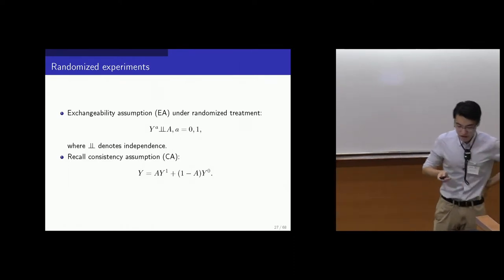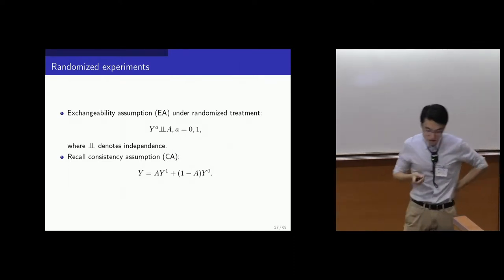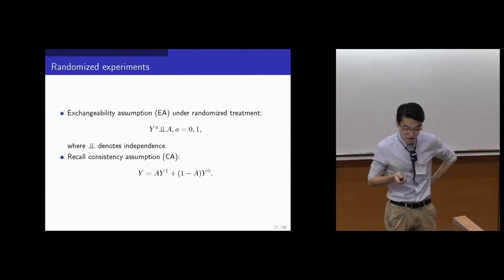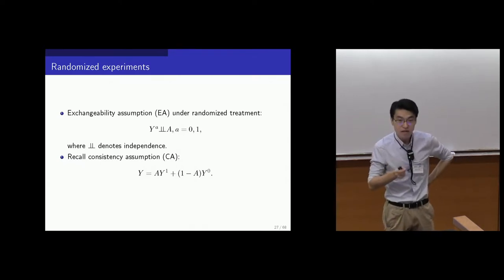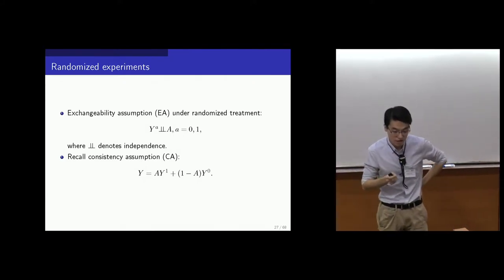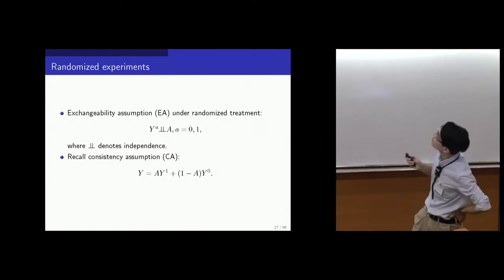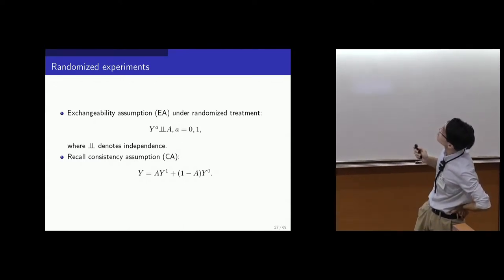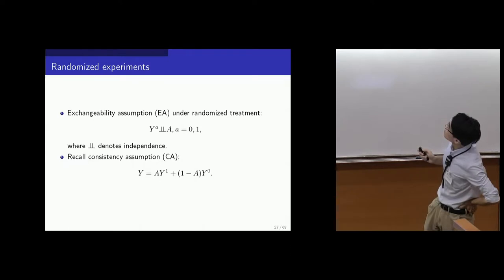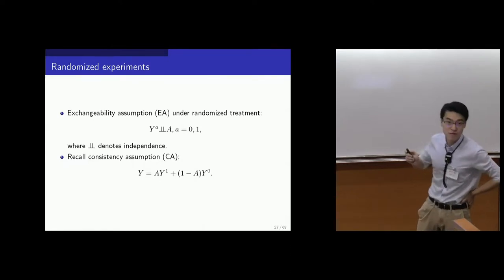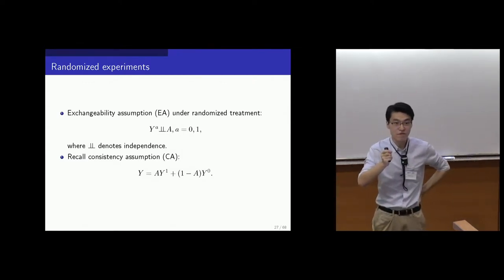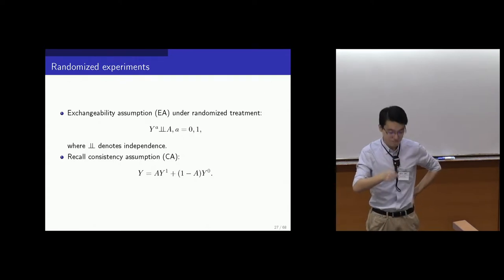So to generalize this observation, we have this exchangeability assumption under randomized treatment. That is, your treatment assignment is independent of the potential outcome, either version of the potential outcome for everyone in the population. So at the population level, we say that this independence holds. Also, recall that we have our consistency assumption that we mentioned at the very start, which says that which version of the potential outcome you uncover depends on the assigned treatment itself.